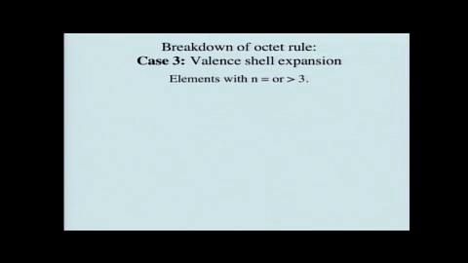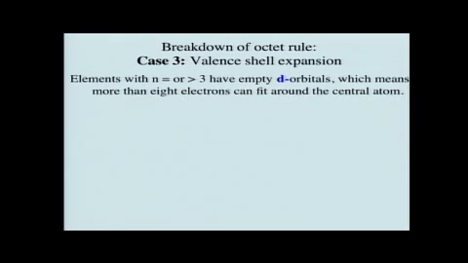What happens when we have n that's equal to or greater than 3 is that now, in addition to s orbitals and p orbitals, what else do we have available to us? D orbitals, great. So what we see is we have some empty d orbitals, which means that we can have more than 8 electrons that fit around that central atom.